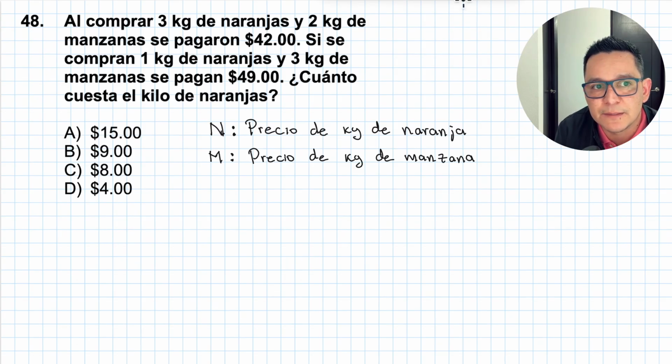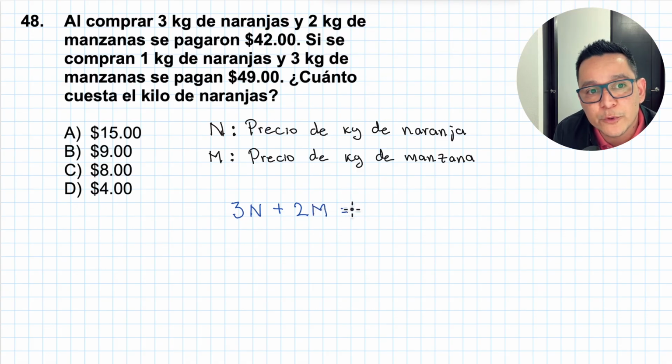Now, with this information, we can set up our system of equations. When buying 3 kilograms of oranges and 2 kilograms of apples, you paid 42. So I'm going to put 3 times the price of a kilogram of oranges, which is N, so I write 3N. Then, plus 2 kilograms of apples, so 2 times the price of a kilogram of apples, M.